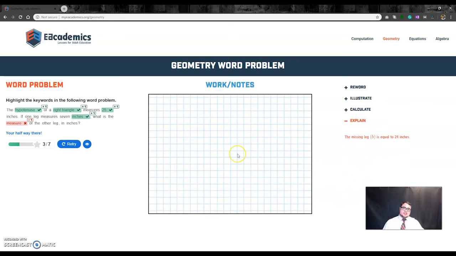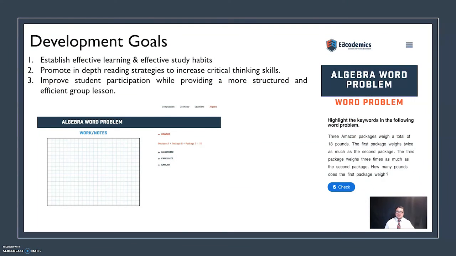Now that we've seen how the geometry word problem works, let's go ahead and go back to the PowerPoint to see if we accomplished our goals. Did Eacademics establish effective learning and effective study habits? Did we promote in-depth reading strategies to increase critical thinking skills? Did we improve student participation while providing a more structured and efficient group lesson?